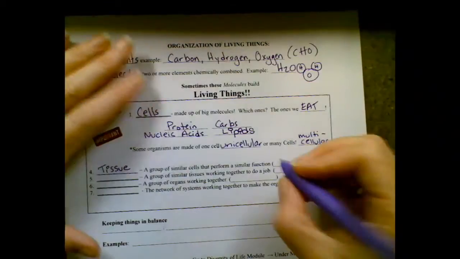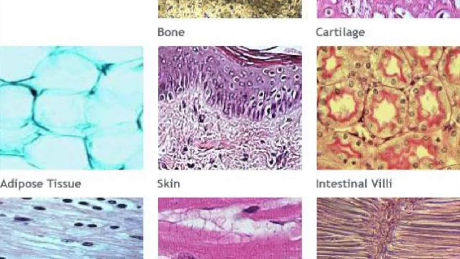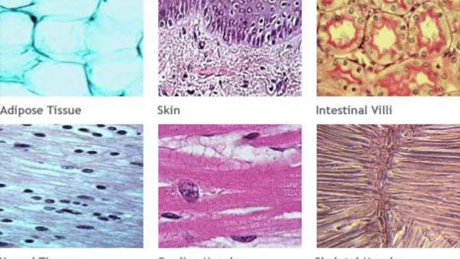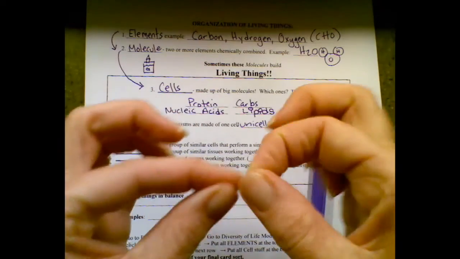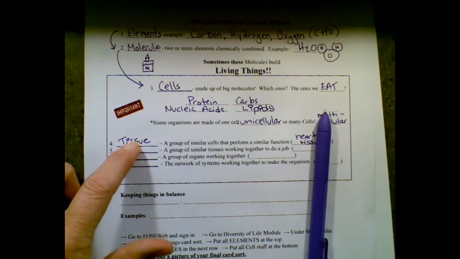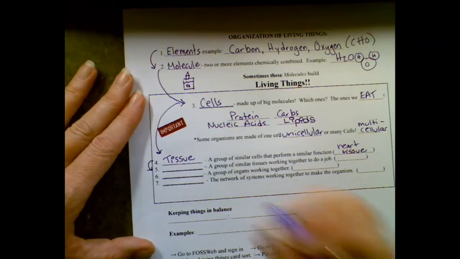And I'm going to give an example of heart tissue. In class, we're going to look at an onion. We're going to peel off the thinnest layer. That'll be tissue. And if you put a bunch of tissues together, they build the next level up, which is an organ.